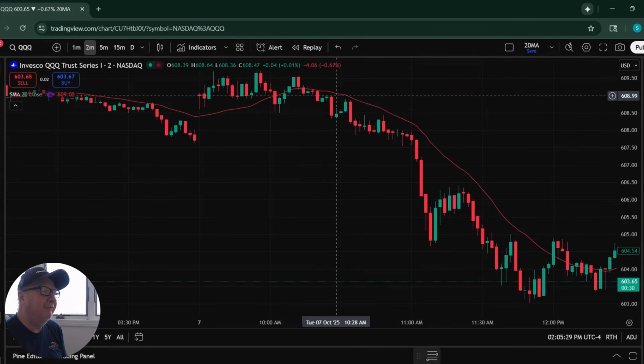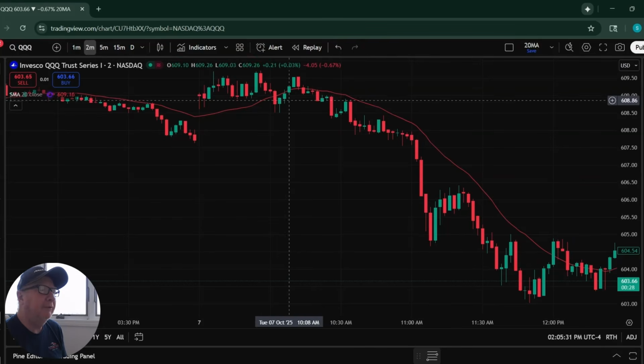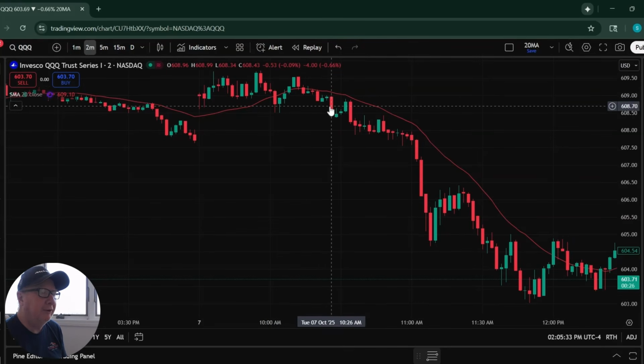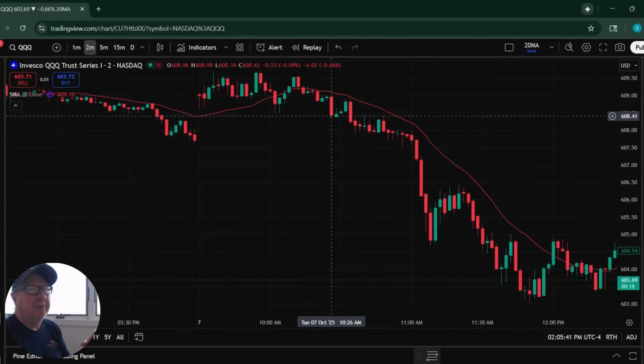So what I'm looking for with the 20, when I use it as an anchor, is a movement away from the 20 to enter a position. When I'm doing arbitrage, I'm looking for a rubber band effect. So I'm looking for premiums to get large as that rubber band expands, and then premiums to contract.